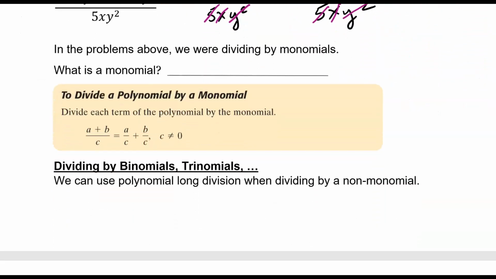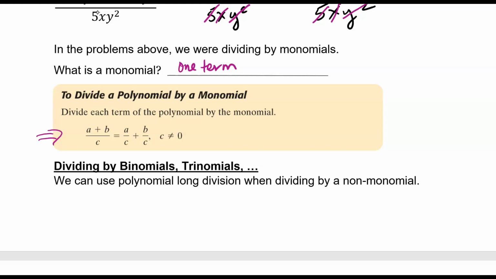So in the problems above, we were dividing by monomials, which is one term. So here is a little template. As you can see, if a plus b was divided by c, one term again, you could split it up as a divided by c plus b divided by c. And of course, c cannot equal 0. That will make this undefined, obviously.